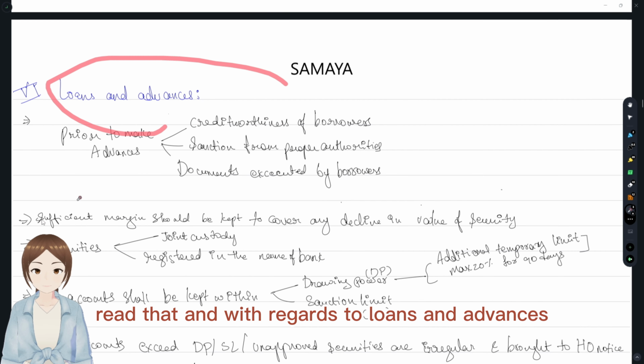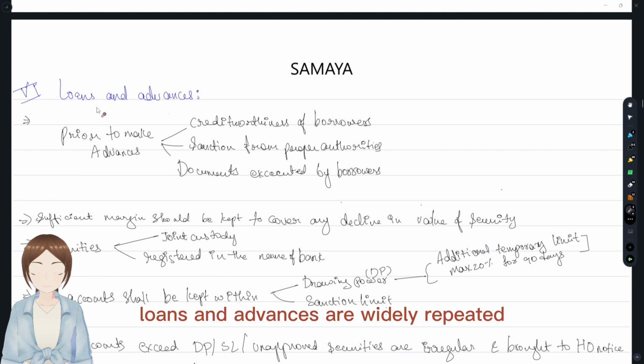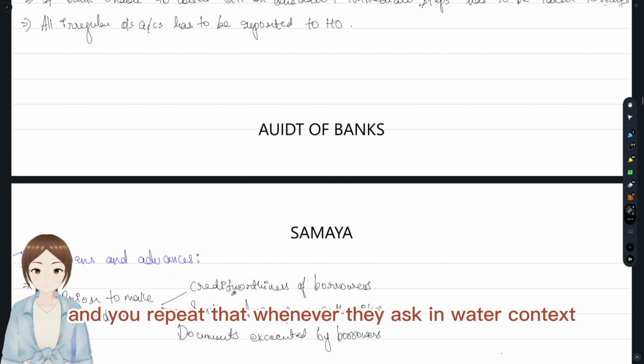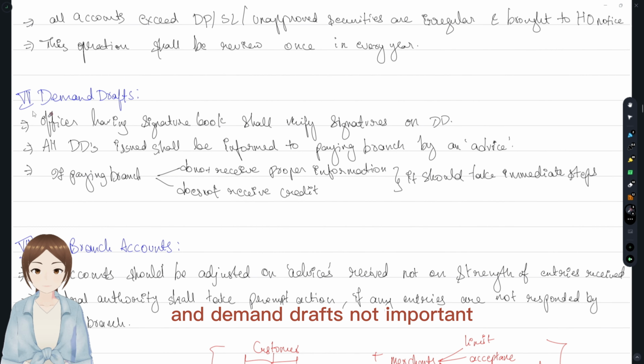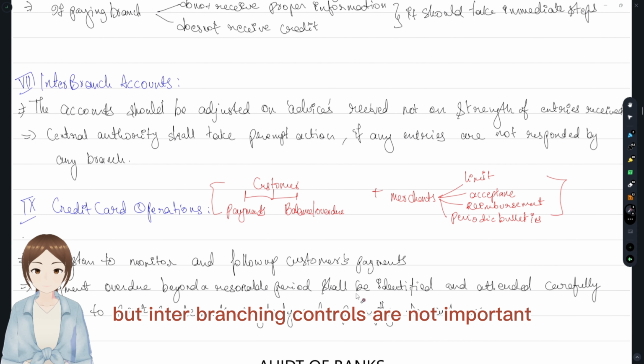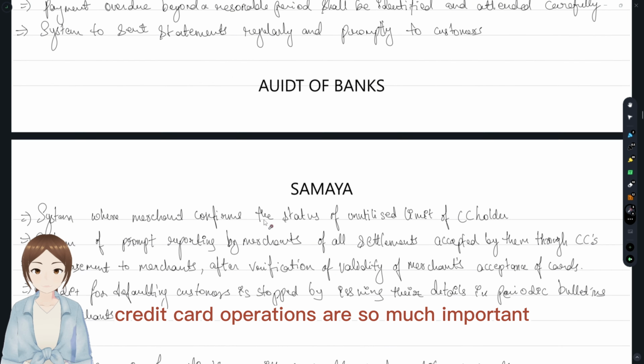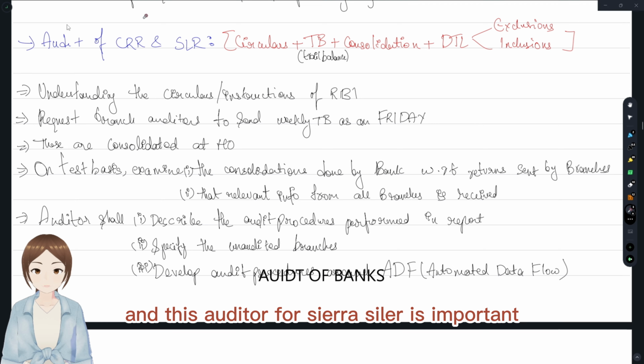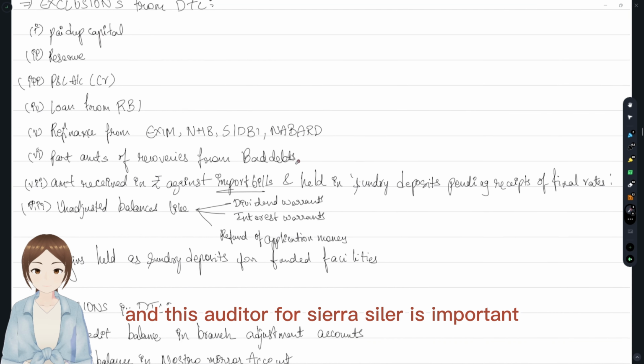And with regards to loans and advances, you read this one. Loans and advances are widely repeated in bank audits itself. In bank audit itself, you read this portion, and you repeat that whenever they ask in whatever context. And demand drafts not important. Inter-branch accounts were also not important. Credit card operations were so much important. And CRR SLR also important. And this audit of CRR SLR is important.